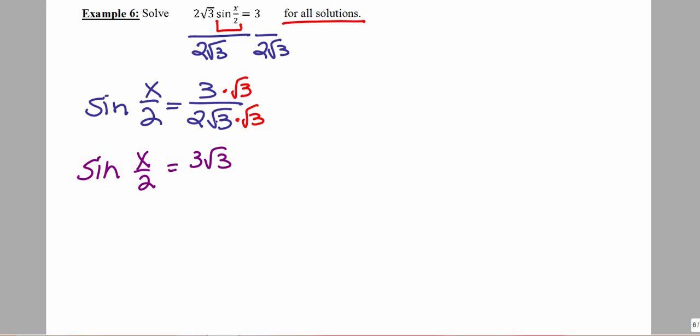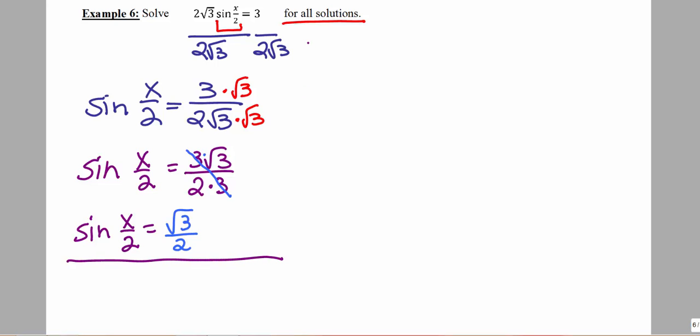And we know that square root of 3 times the square root of 3 is going to be 3, so that's really 2 times 3. And that gives sine of x over 2. That gives a common factor at the top and the bottom of the fraction. So we have 3 times square root of 3, 2 times 3. We're going to cancel out those common factors, and now we end up with a very familiar value for sine, square root of 3 over 2. And that is the 60-degree angle family, or the pi over 3 family.